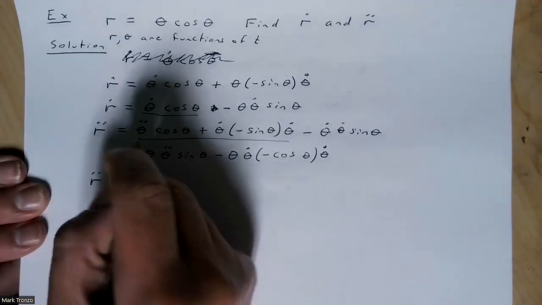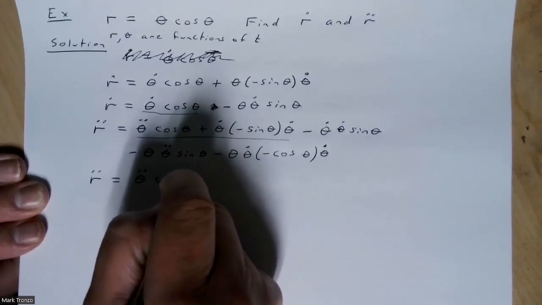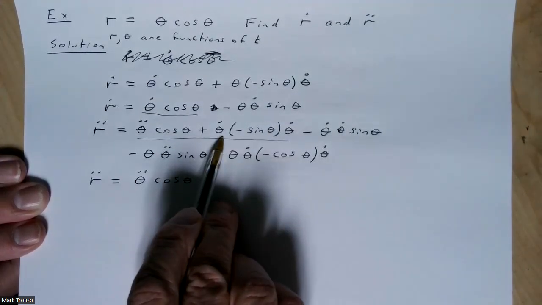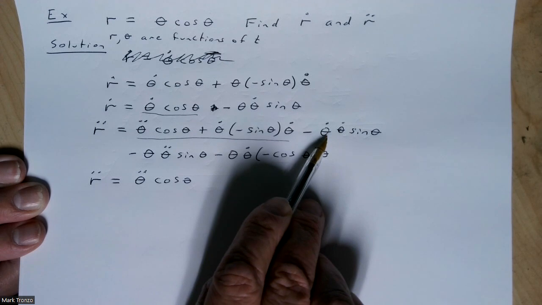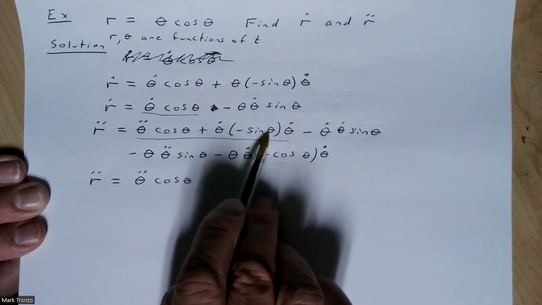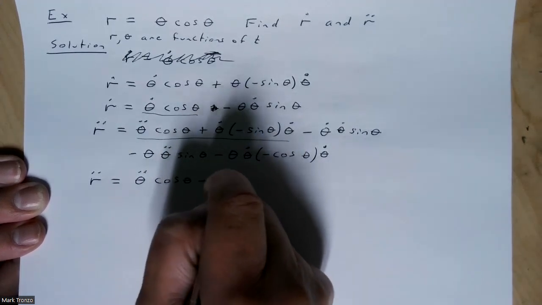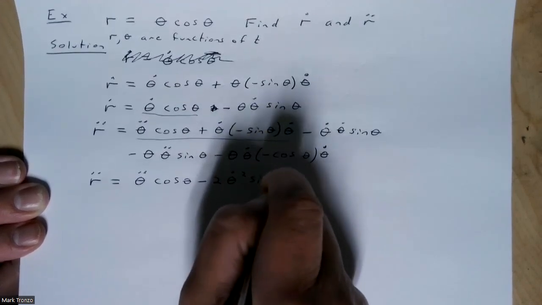So let's see. So here we have theta double dot cos theta. Over here, this is going to be theta dot squared. And over here, this will be theta dot squared. And they're both theta dot squared times sine. So we'll have two of those. So negative 2 theta dot squared sine theta.